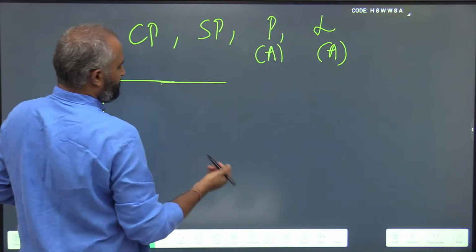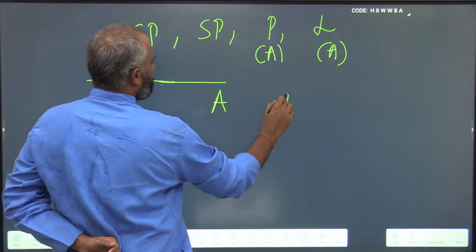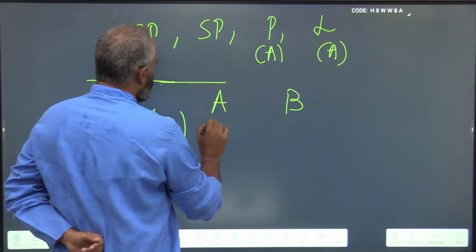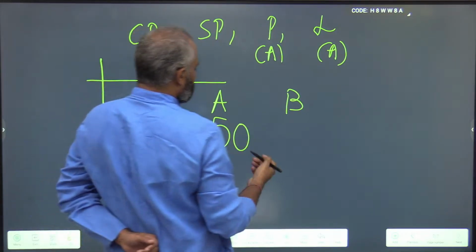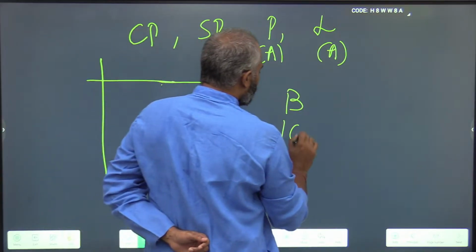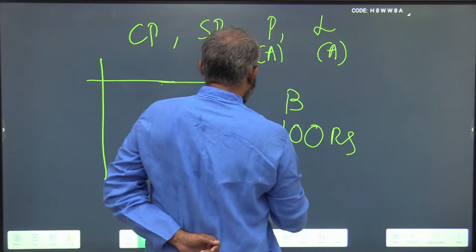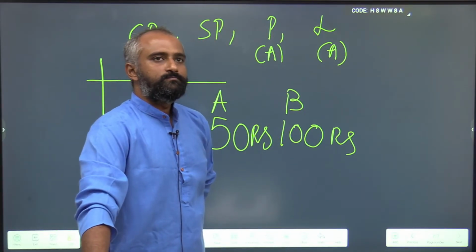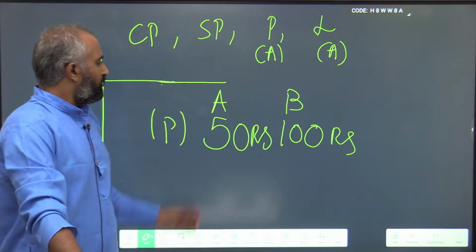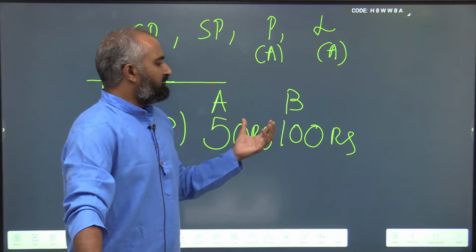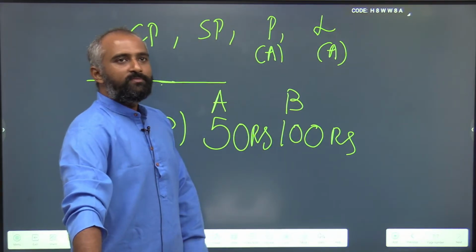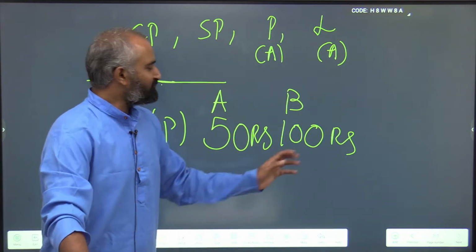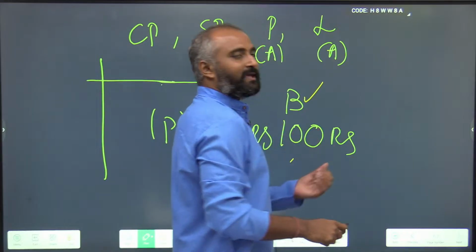It is like this. For example, I have two cases, case A and case B. I have a profit of 50 rupees on selling A and 100 rupees on selling B. Is this clear? Now can you tell me selling which product is more beneficial to me? Most of you will say B. Why? Because I am getting 100 rupees as a profit.